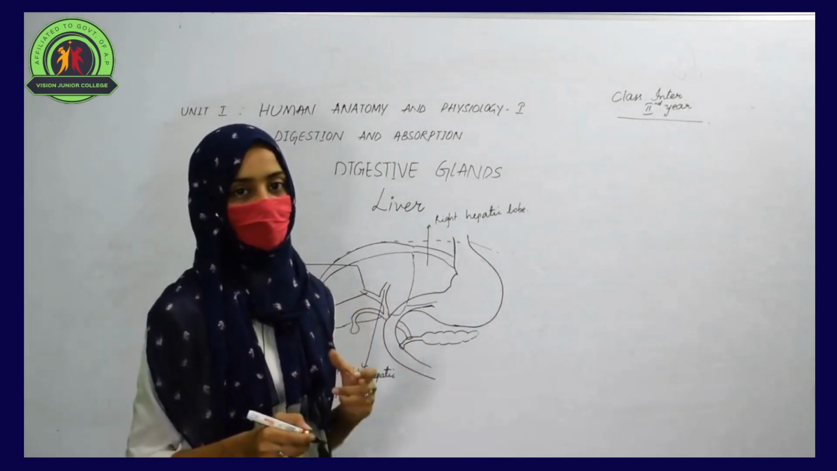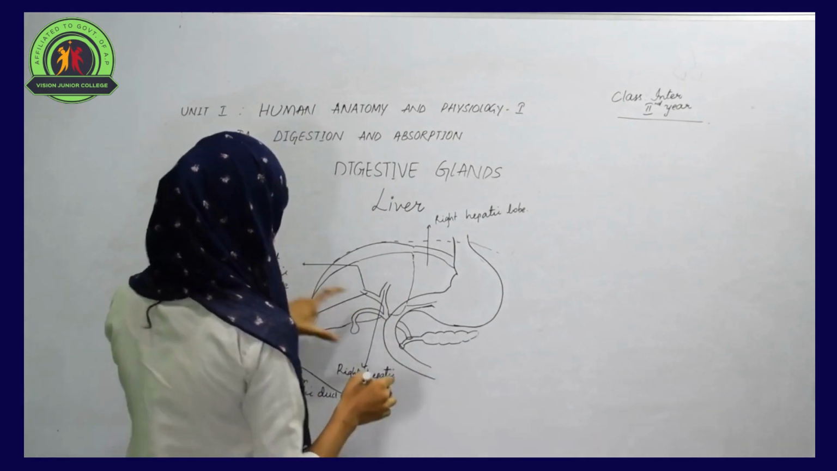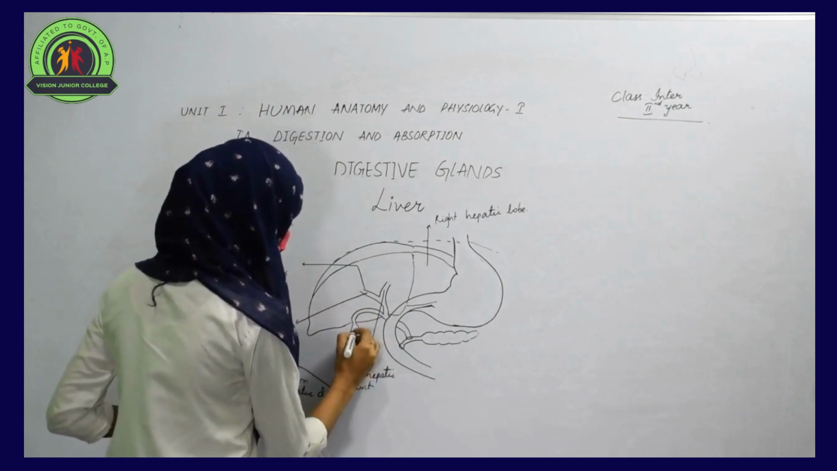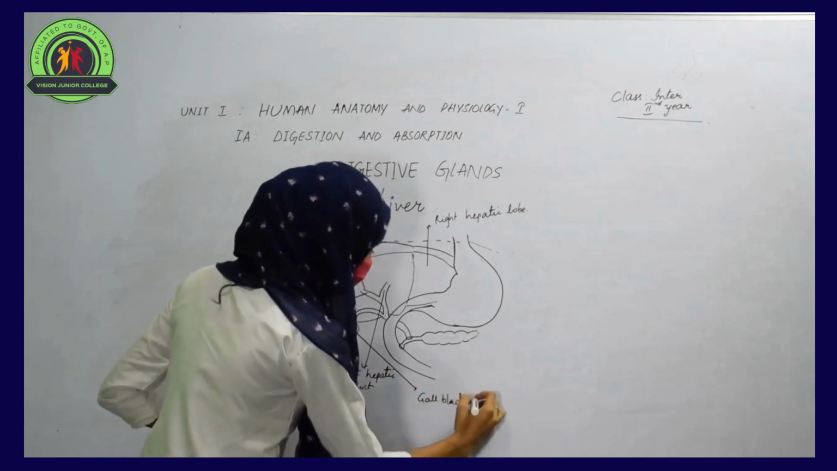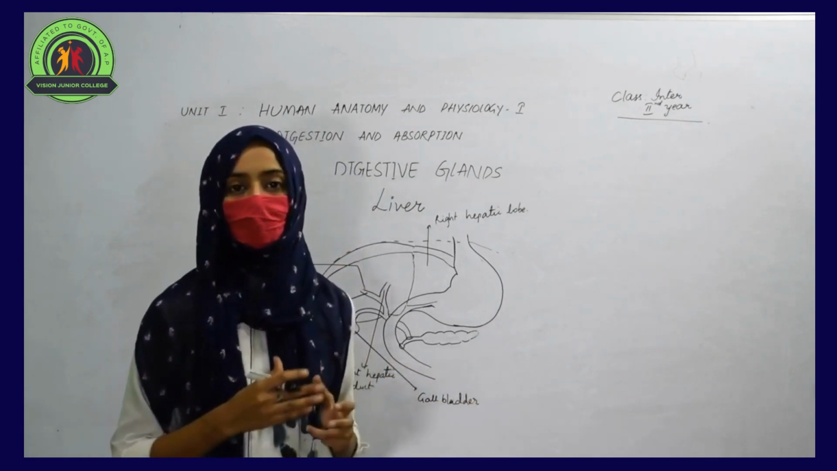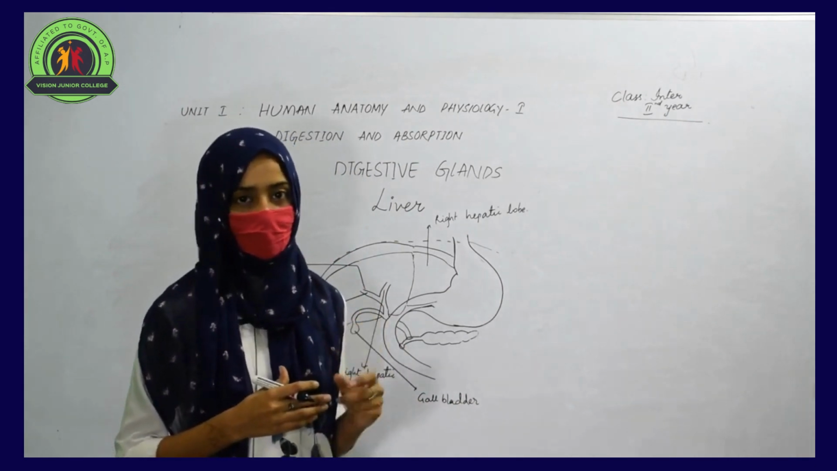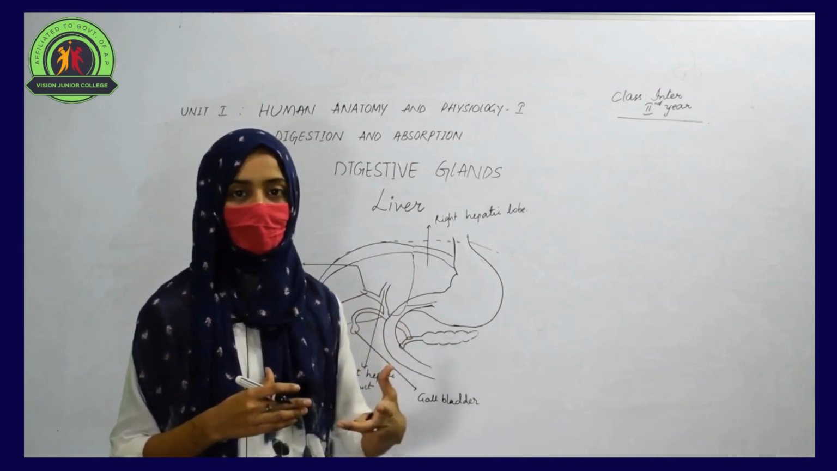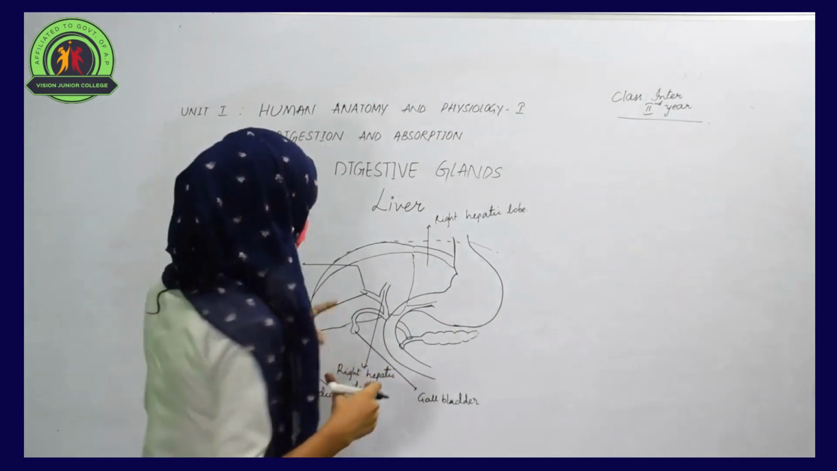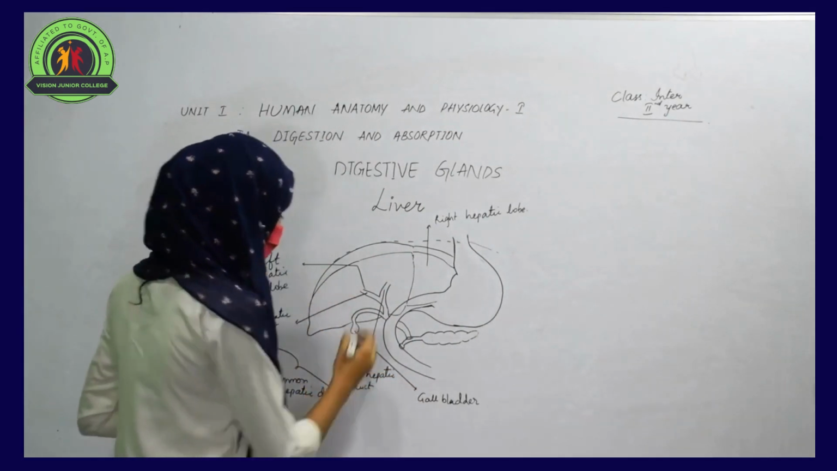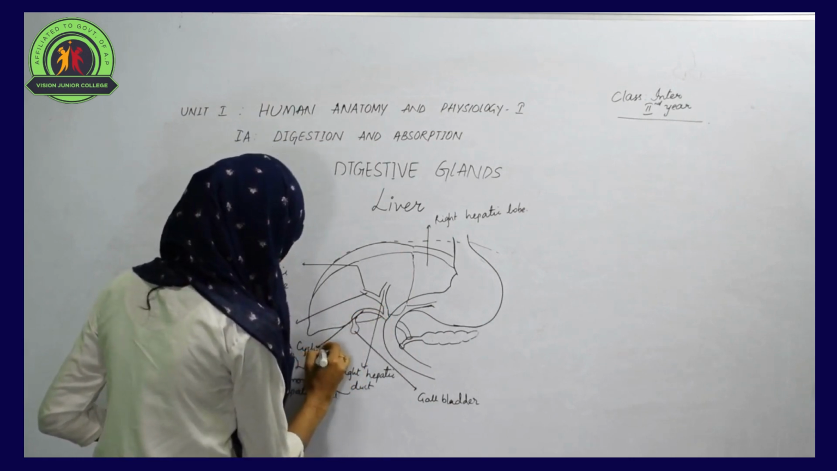One balloon-like structure is also present in the left hepatic lobe of our liver, and this balloon-like structure is called the gallbladder. The gallbladder stores the digestive juice called bile. It also has a duct that helps in carrying that bile to the different organs for the process of digestion. This duct is called the cystic duct.